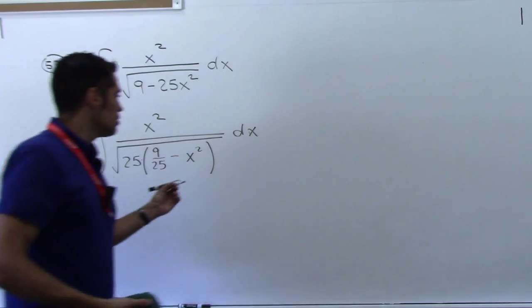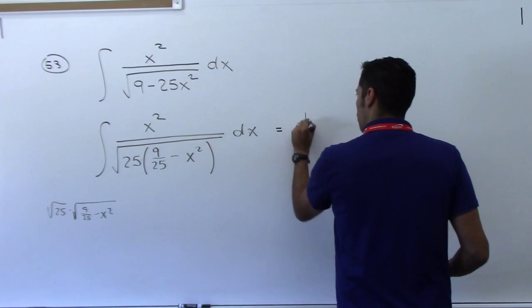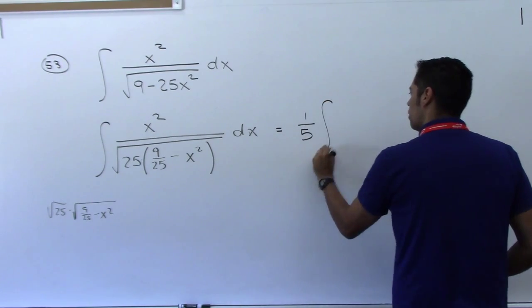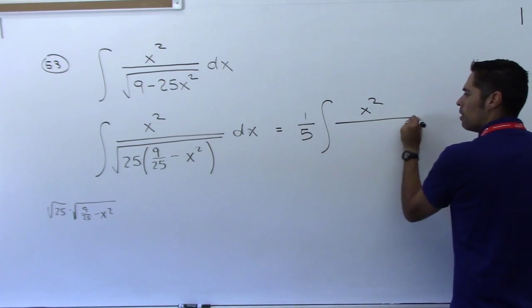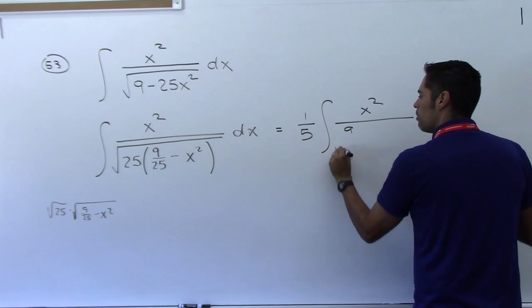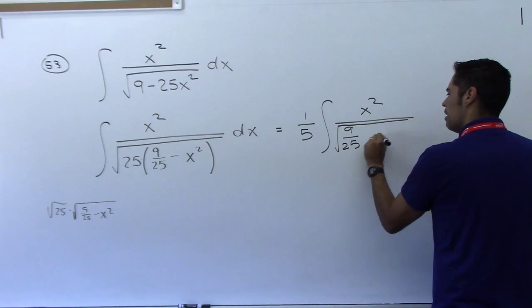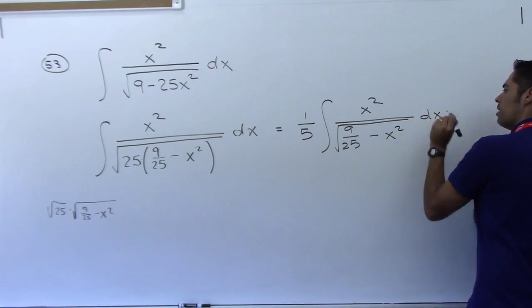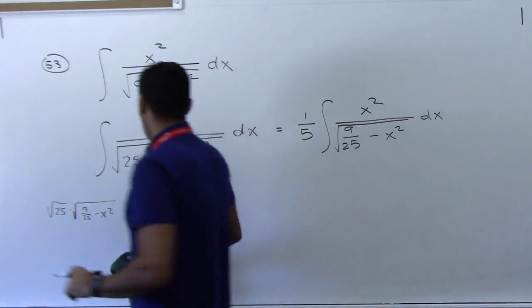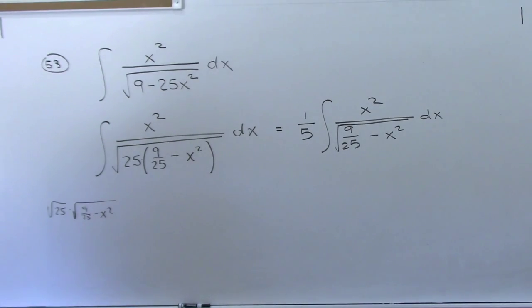So now what my integral looks like is this. 1/5 integral of x squared over the square root of 9/25 minus x squared dx. Do y'all follow that? No questions? You sure? Okay, so now at this point I can use the formula.